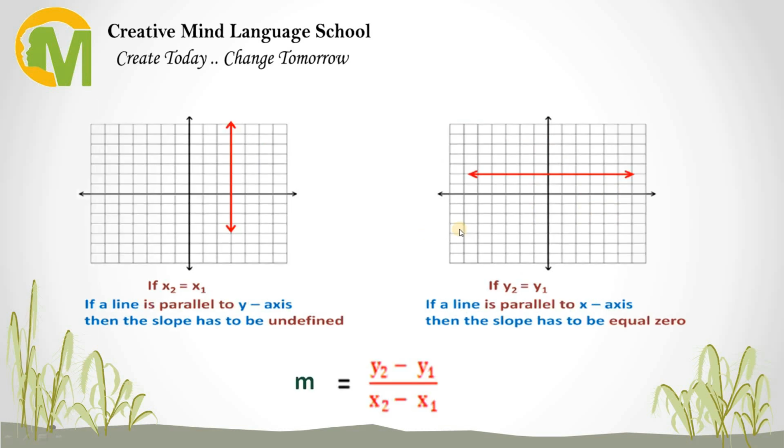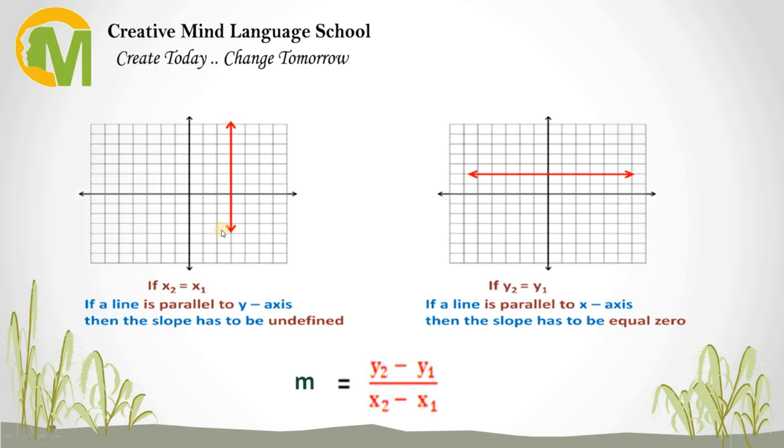Here we have two special conditions for the slope. As we said in the figure of the rider of the bicycle, that he goes in a horizontal way. Here we have a straight line parallel to the x-axis. That means that the value of y2 equals the value of y1. In other words, there is no difference in the y value.